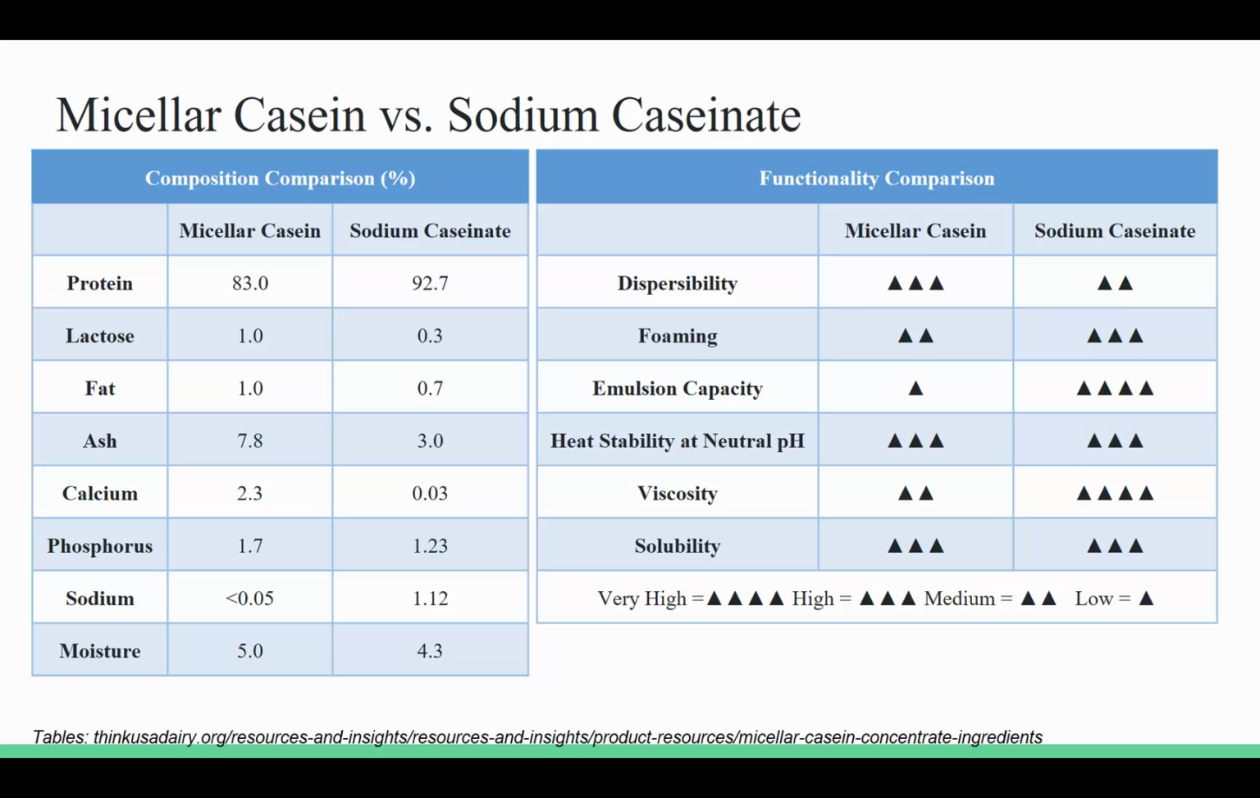Based on how they're processed, they have different chemical compositions and different functionalities. Micellar casein has much higher ash content, whereas sodium caseinate is a more concentrated source of protein. On the table on the right, you'll see the functionality comparison. Sodium caseinate is a really good emulsifier, whereas micellar casein is not so good at that. But they also have similar solubility, which is pretty good, and heat stability at neutral pH.